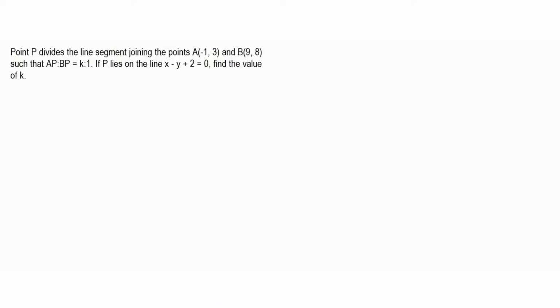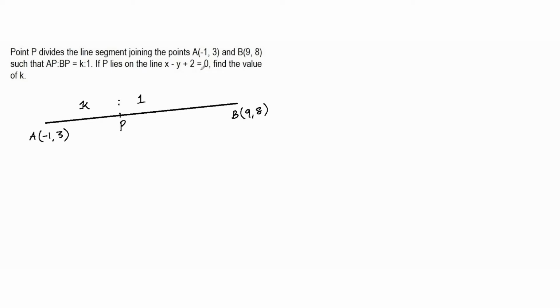In this session, we are going to solve a few questions based on section formula. Let us take the first problem. Point P divides the line segment joining A(-1, 3) and B(9, 8), such that AP is to BP is k is to 1. So if I mark the point P somewhere here, I know that AP is to BP is given as k is to 1. So this is the ratio given to me.